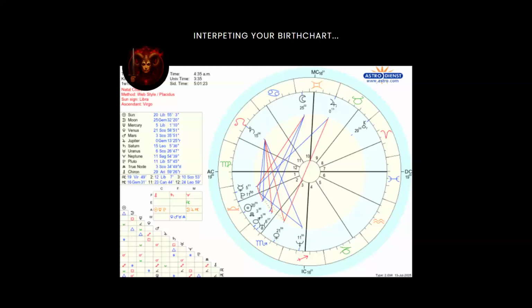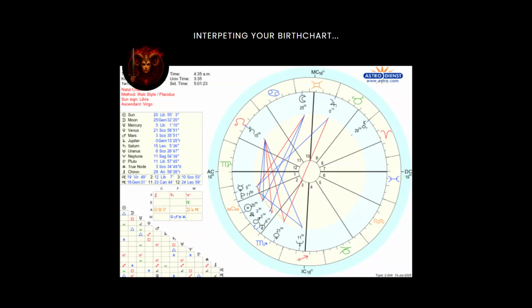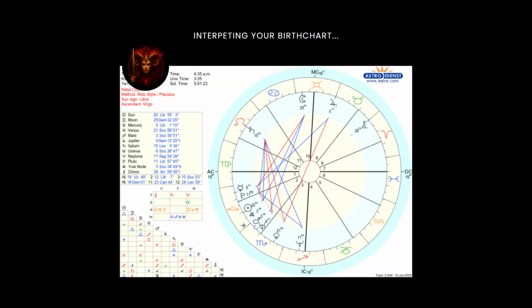So that's the way that you can check to see whether you have anything that's in aspect to your Chiron. You'll notice that there are some other symbols on here, green. These are going into more minute aspects, and for the purpose of this, we won't go into those.